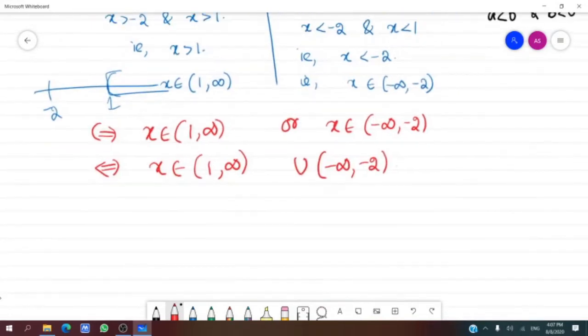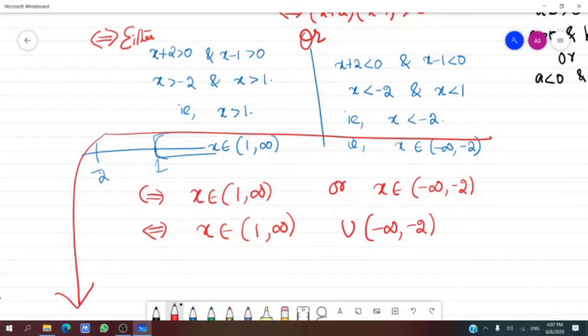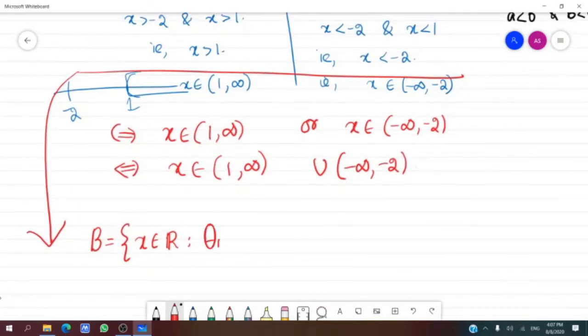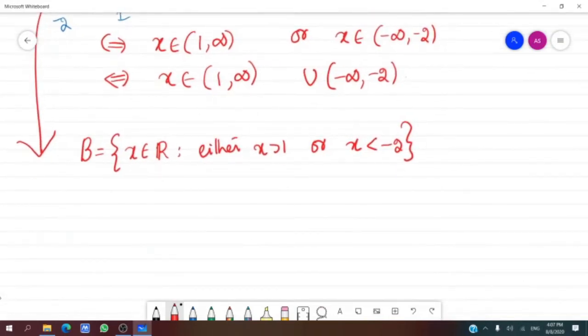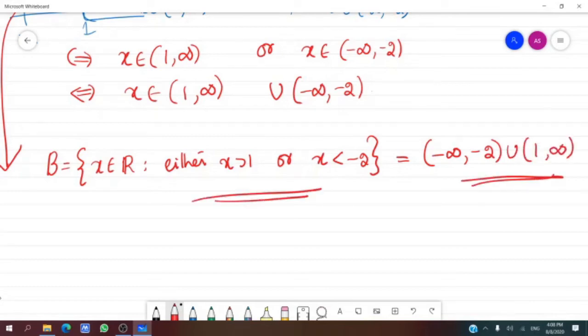Intervalന്റെ notation ഉപയോഗിക്കാണ്ട് തന്നെ വേണമെങ്കിൽ നിങ്ങൾക്ക് ഇവിടെ നിന്ന് എഴുതാം. From this you can write. That means B is the set of all real numbers such that either x is greater than 1 or x is less than minus 2. Okay, ഇത് തന്നെയാണ് നമ്മൾ പറഞ്ഞ ഇന്റർവെലിന്റെ നോട്ടേഷൻ ആയിട്ട് എഴുതാണെങ്കിൽ minus infinity to minus 2 union 1 to infinity. This is that set. Same as this.